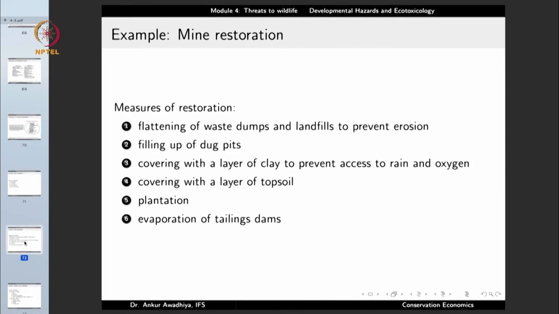The restoring actions could be things such as flattening of waste dumps and landfills to prevent erosion, filling up of the dug pits, covering with a layer of clay to prevent access to rain and oxygen, covering with a layer of topsoil because of the heavy erosion, the topsoil is gone. So we cover with a layer of topsoil and plant trees, or evaporation of tailings dams so that the water is removed, the waste gets concentrated, and then it can be removed from the area. So these are examples of restoration activities.